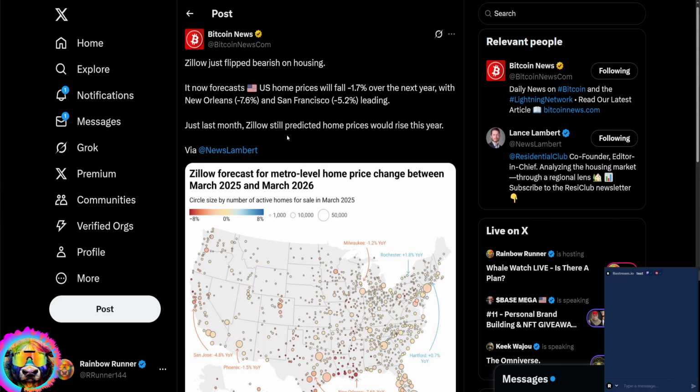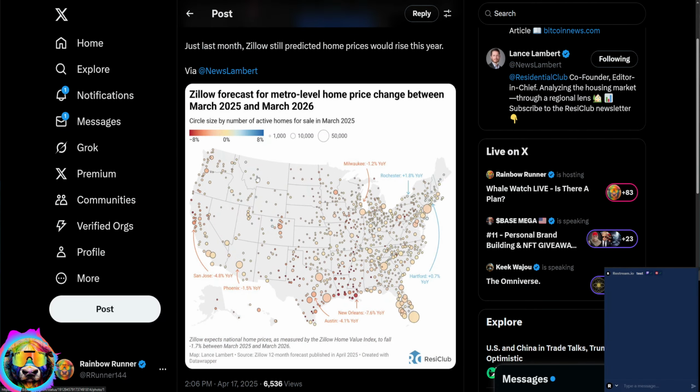Zillow flipped bearish on housing. It now forecasts U.S. home prices will fall 2% over the next year. I haven't seen a house price drop in years. So if they're actually forecasting that, it's kind of interesting to see that they're thinking about doing that. With New Orleans and San Francisco leading. New Orleans is interesting. San Francisco I can understand. I don't understand New Orleans, though. I like New Orleans. But anyway, we'll see. This is not a healthy thing, obviously.